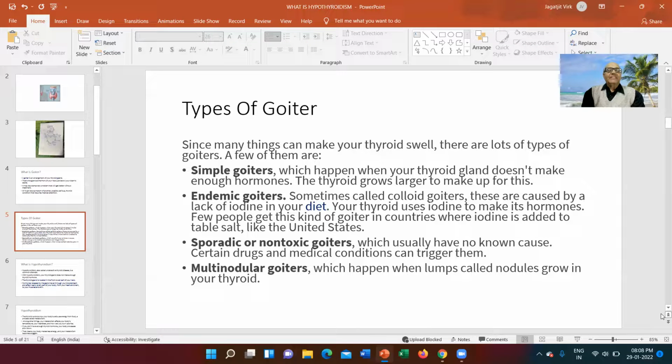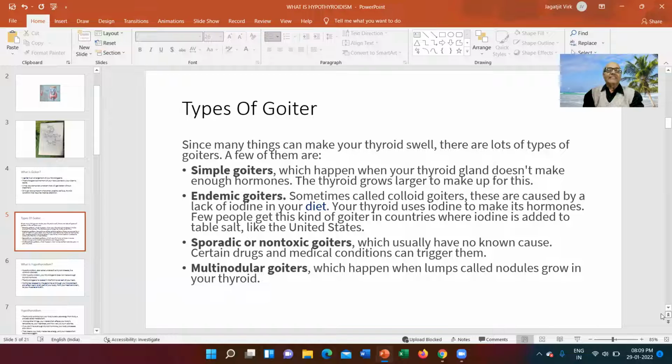Types of goiter. Since many things can make your thyroid swell, there are lots of types of goiters. A few of them are simple goiters, which happen when your thyroid gland doesn't make enough hormones. The thyroid grows larger to make up for this. Endemic goiters, sometimes called colloid goiters, are caused by lack of iodine in your diet. Your thyroid uses iodine to make its hormones.